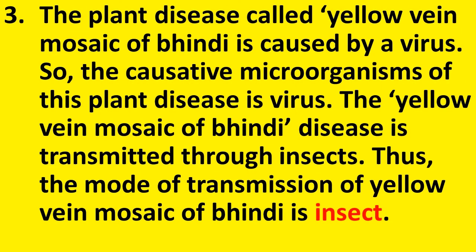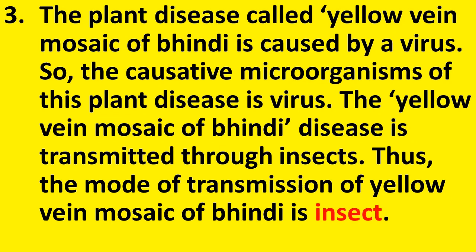Number 3, yellow vein mosaic of bhindi. The plant disease called yellow vein mosaic of bhindi is caused by a virus. So, the causative microorganism of this plant disease is virus. The yellow vein mosaic of bhindi disease is transmitted through insects. Thus, the mode of transmission of yellow vein mosaic of bhindi is insects.